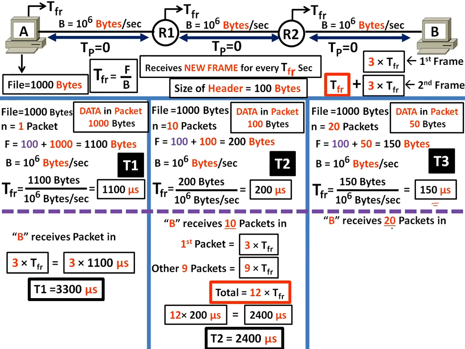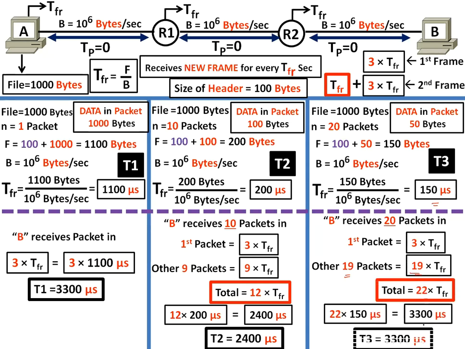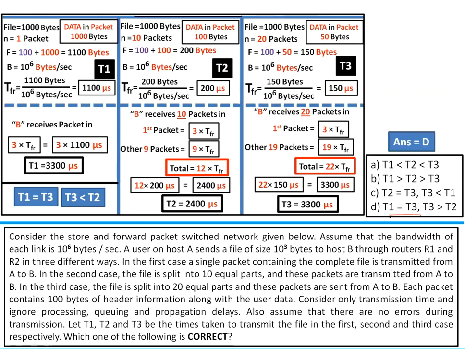Here you have 20 packets. First packet same, 3 TFR. Now how many packets are left? 19 packets, that is 19 into TFR. So altogether 22 into TFR seconds, that is 2000. So ultimately if you observe this, T1 and T3 are the same and T2 is less than that. That is the answer, guys. The answer will be D, guys.